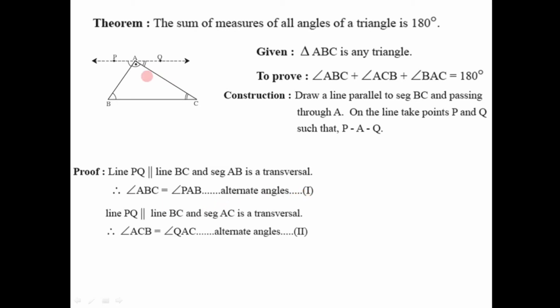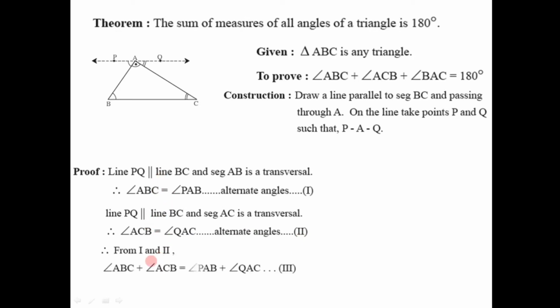In the same way, if we consider these two parallel lines and this time AC as their transversal, then we get another pair of alternate angles, that is angle ACB and angle QAC. These two are again alternate angles, so they must also be congruent. That's why angle ACB is equal to angle QAC. Again, the reason is alternate angles. We'll call this equation number 2.